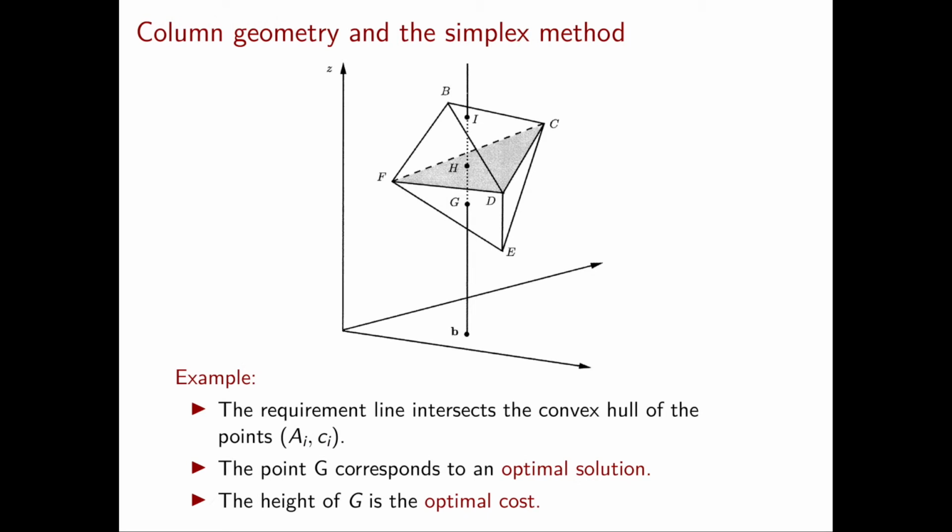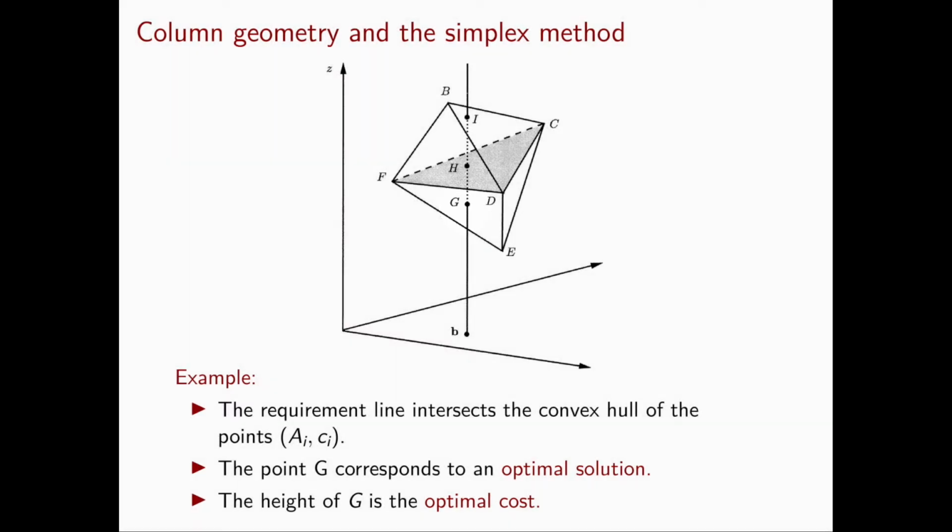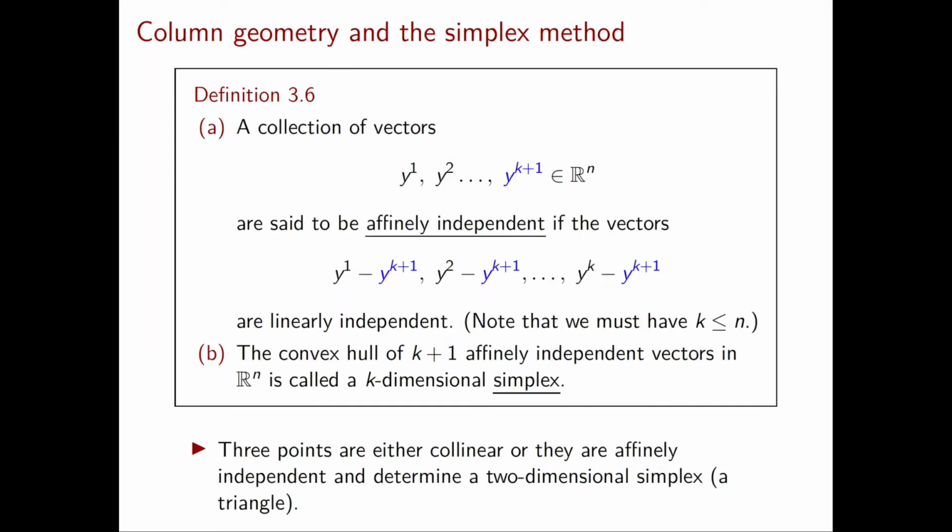From the picture, we can also tell the optimal cost because this is the third component of the vector g. In other words, it is its height. To proceed further with our geometric interpretation, I need to define a simplex. And to do that, I need to define what it means for a bunch of vectors to be affinely independent.